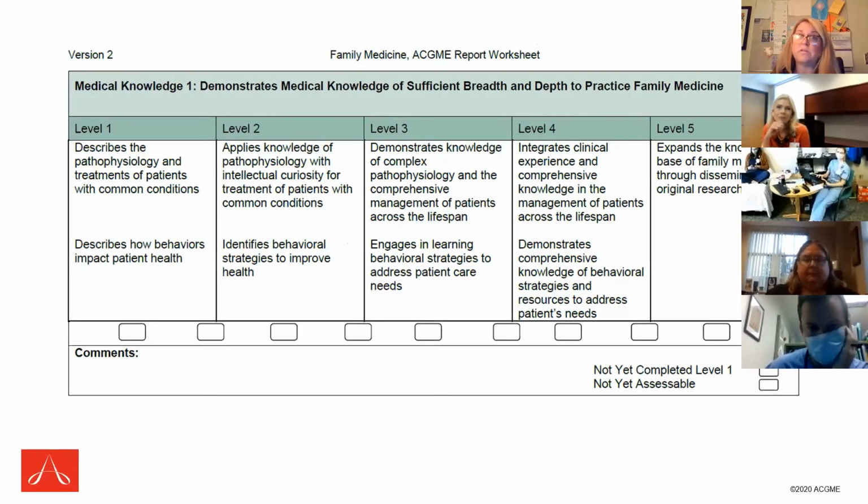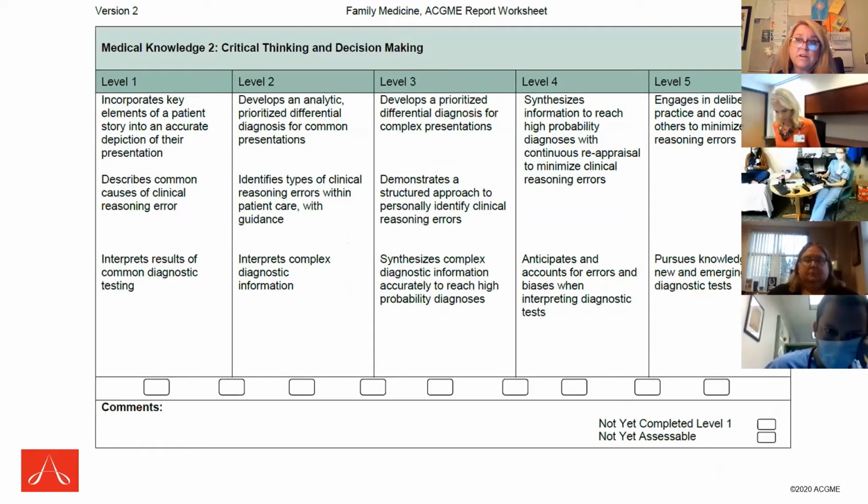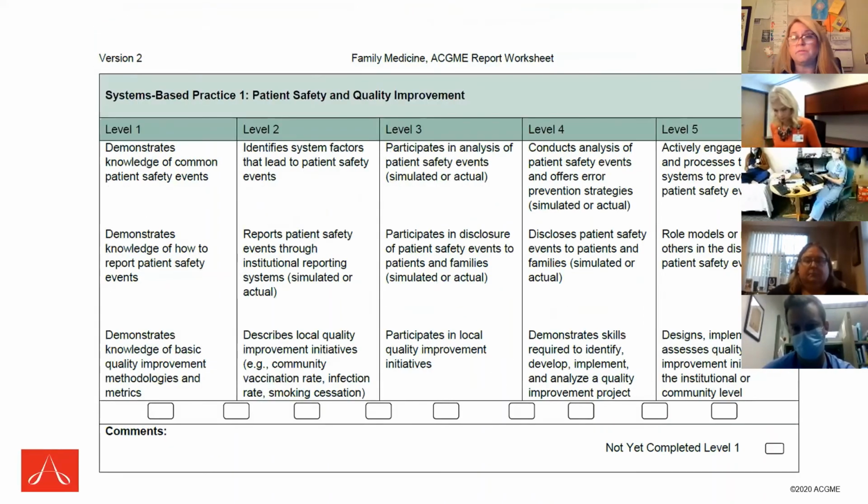Then we move on to medical knowledge. We want to know about your core knowledge, the breadth and depth to be able to practice family medicine. So you can see how those progress as you go through 1 through 5. And then we also want to look at not just how you take tests and what your breadth and depth are, but how do you get there? What are the critical decision-making skills that you have? So that's medical knowledge. There's just 2 subcompetencies there.